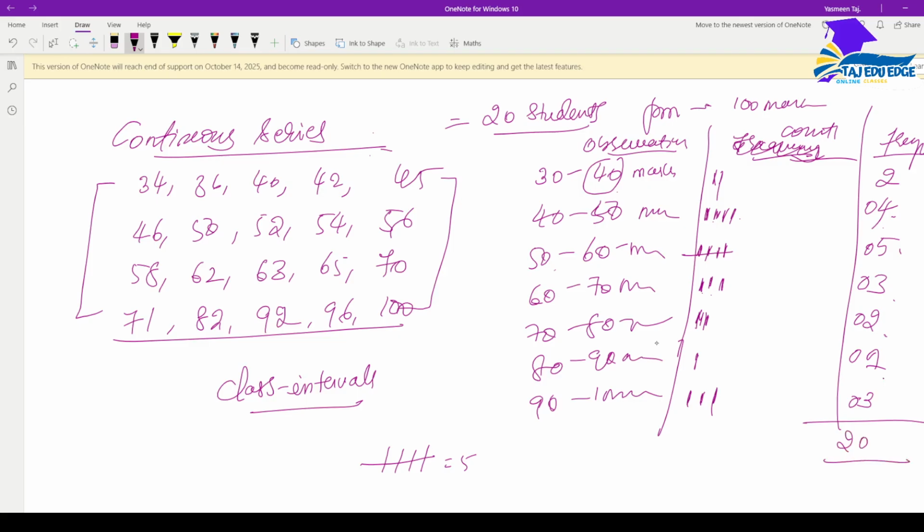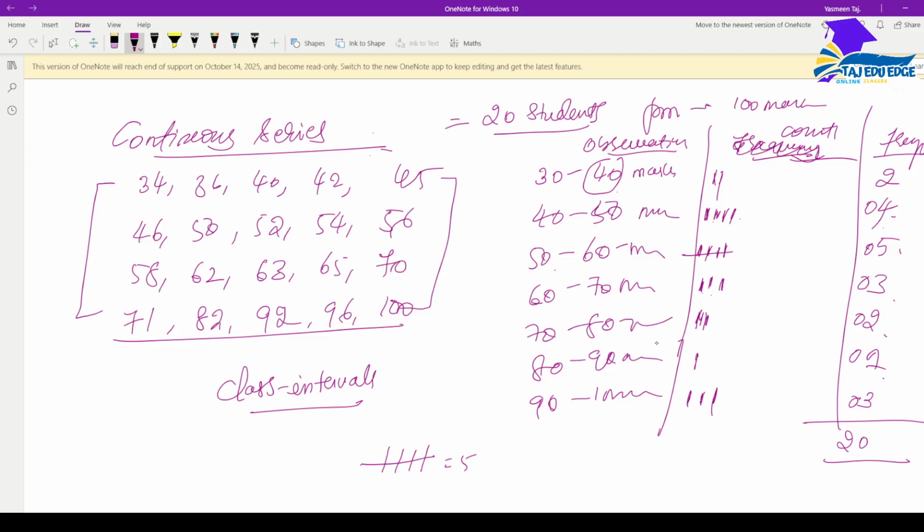But here what we are trying to understand: two students have got marks between 30 to 40. 4 students have got marks between 40 to 50. 5 students have got marks between 50 to 60. 3 students have got marks between 60 to 70. 2 students have got marks between 70 to 80. 1 student has got marks between 80 to 90. And 3 students have got marks between 90 to 100.